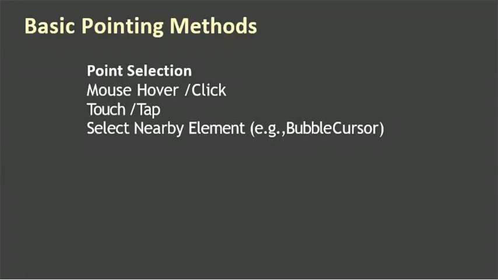Some of them include mouse hover, clicking, touching and tapping, and selecting nearby elements. Like when you are working in Tableau or any other software, you are just clicking over different items. You can drag and drop different columns, work with different methodologies, and filter out the data. That is through mouse hover, clicking, touching, tapping, and you can take a screenshot. Everything is through basic pointing methods, which is your cursor shown on your screen.